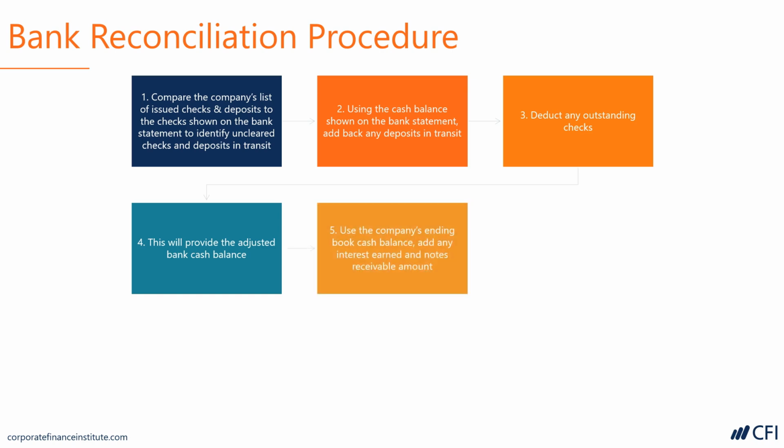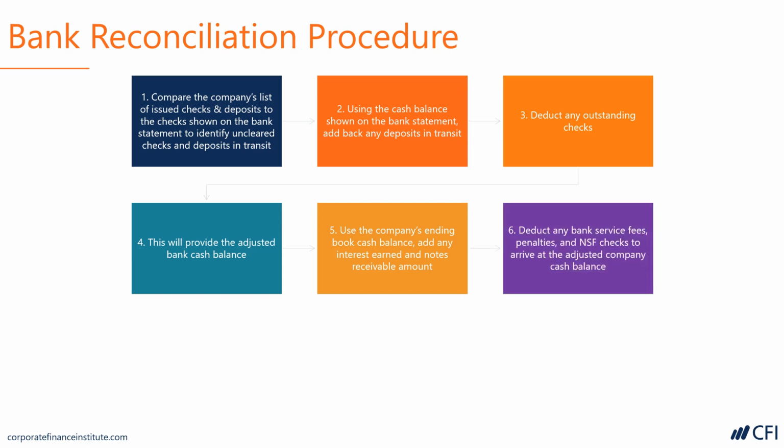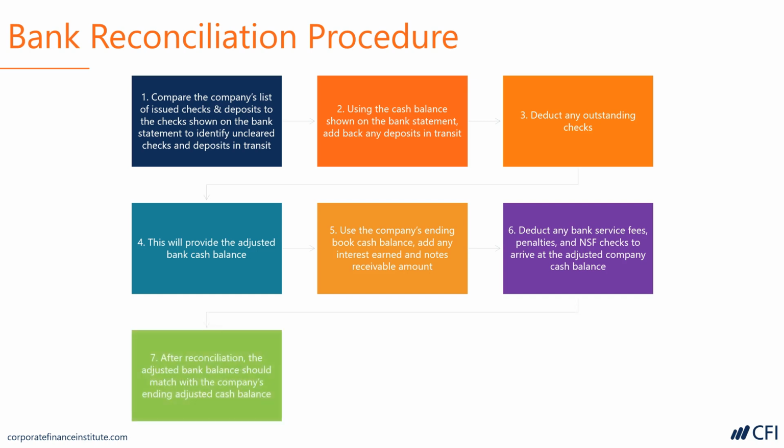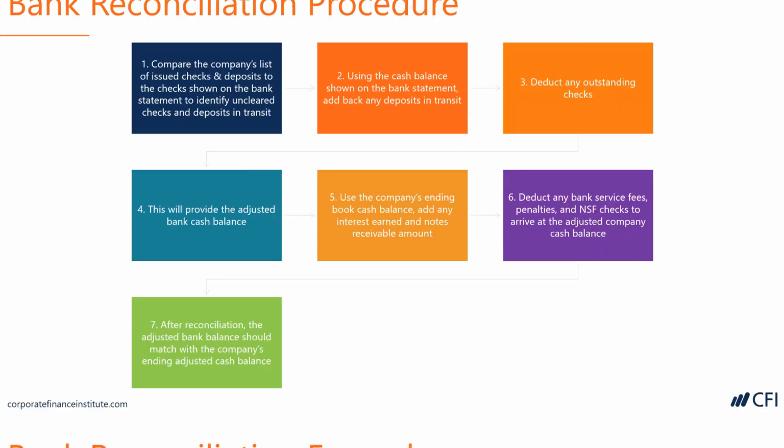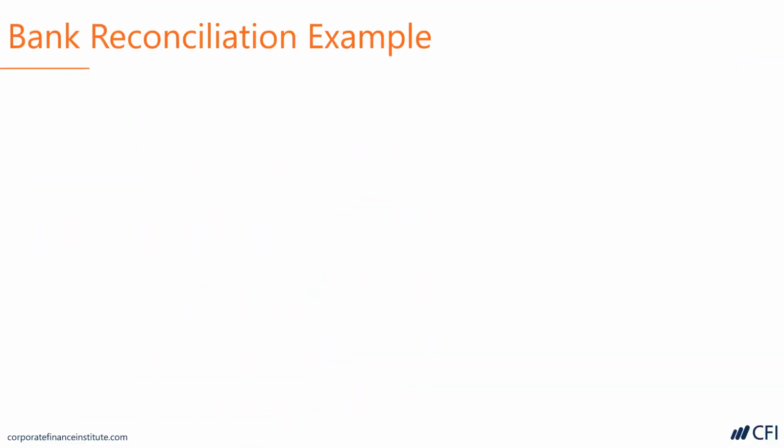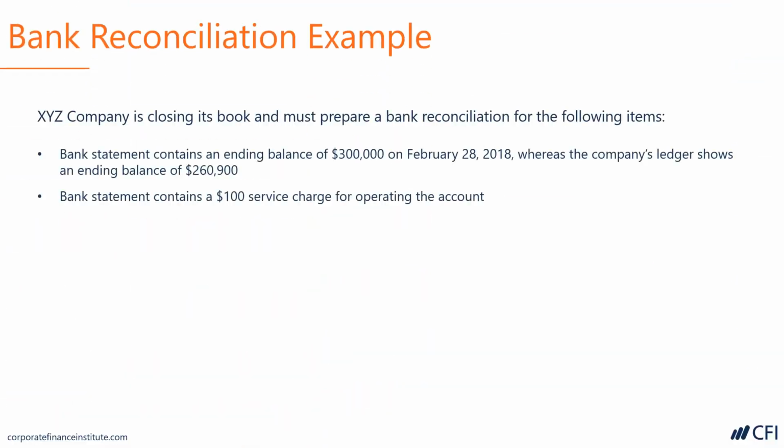Now, starting from a different point, you take the company's ending book cash balance, which is the company's cash balance on its balance sheet or its internal records, and then add back any interest earned and notes receivable, deduct bank fees or insufficient funds to arrive at the company's adjusted cash balance. After the reconciliation has been performed, the adjusted bank balance should match the company's ending cash balance. Let's look at an example together to really make the point.